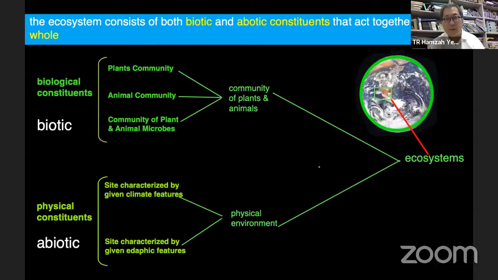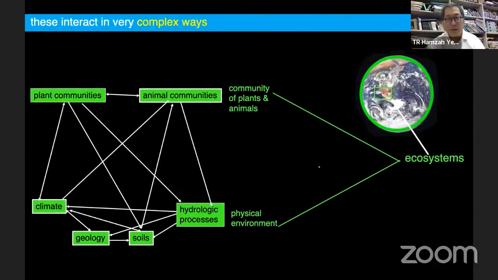Now, within this group of communities of plants and animals, there are processes which interact in very complex ways, which we cannot see. Some of these we cannot see. That's why nature actually is a lot more complex than we think it is.